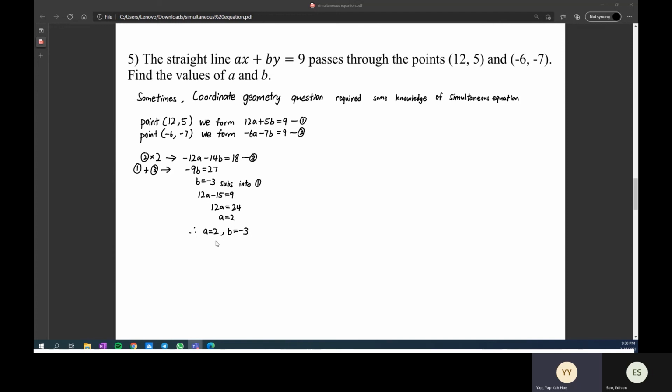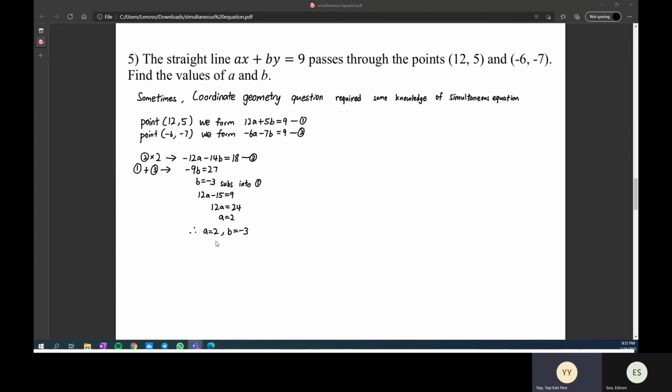Sometimes the coordinate geometry question requires some knowledge of simultaneous equations. For example, the first point, (12, 5), which is x equals 12 and y equals 5, we form the equation 12a plus 5b equals 9. We denote it as the first equation. And the point (-6, -7), which is x equals -6 and y equals -7, we form equation 2, which is -6a minus 7b equals 9.